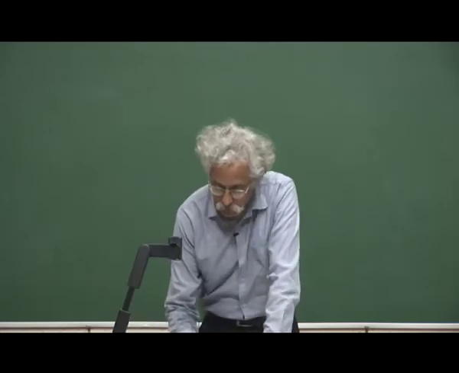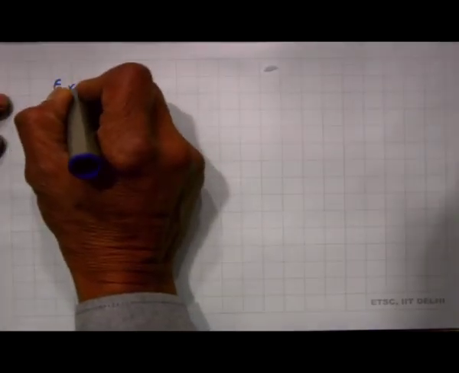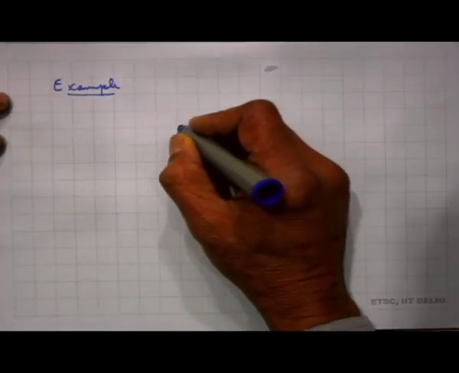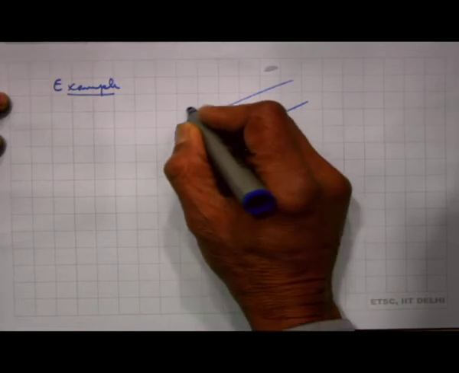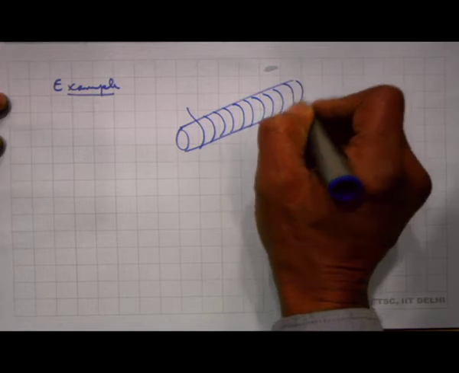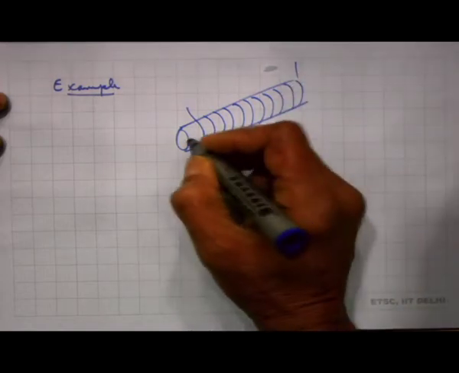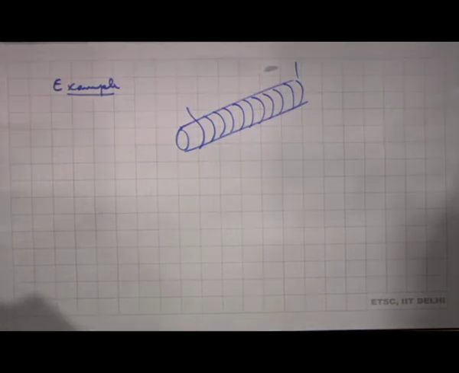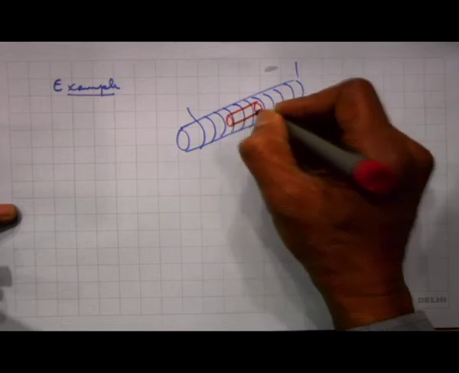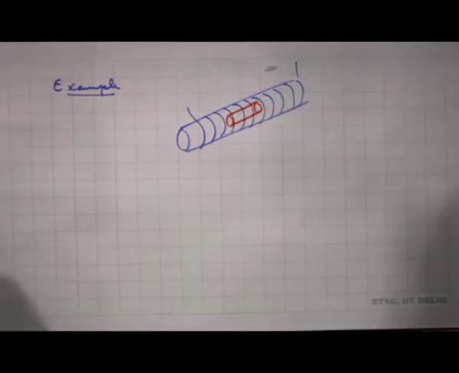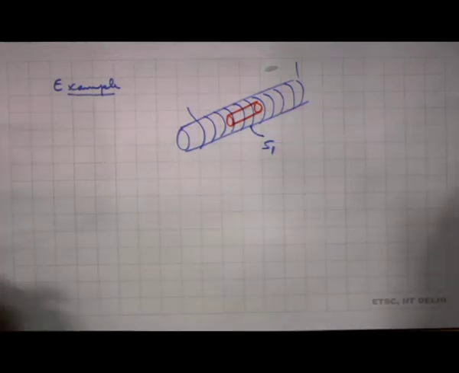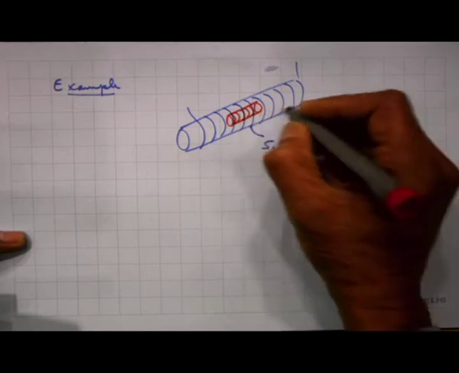Now, let me look at another example. Suppose I had a very long solenoid with a coil like this, and let me assume that inside this very long solenoid there is another small solenoid kept. Let me call this solenoid S1, and there is also a wire in this solenoid. So, this I call S2.